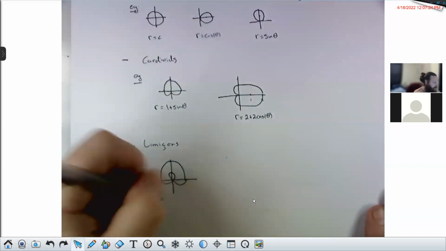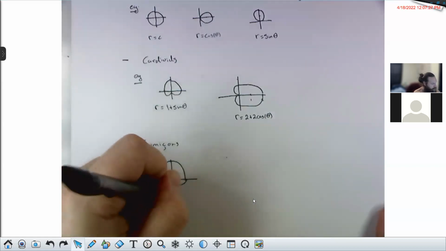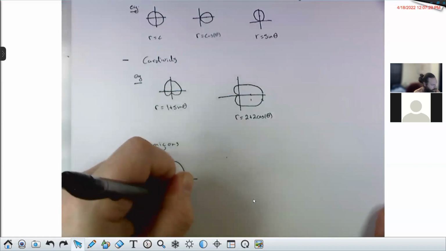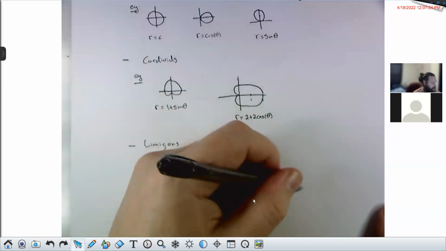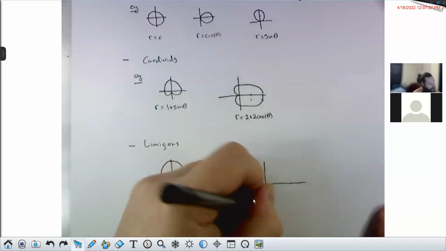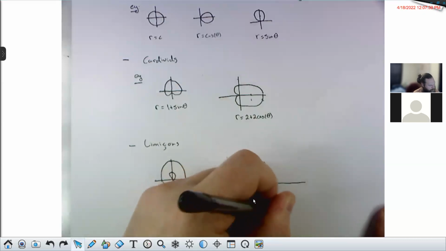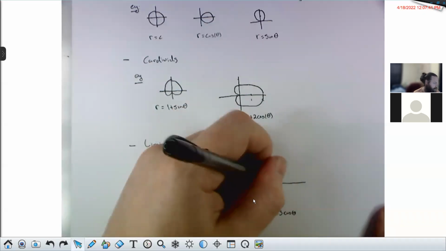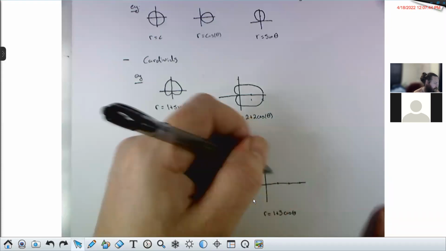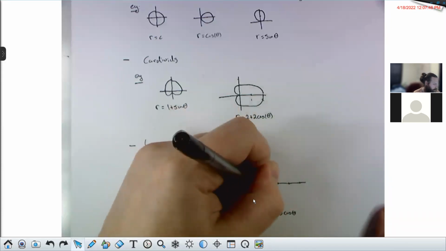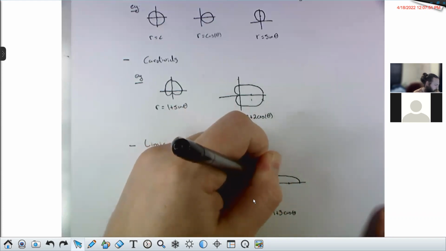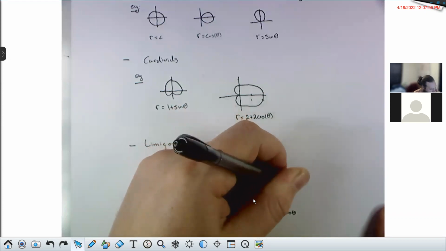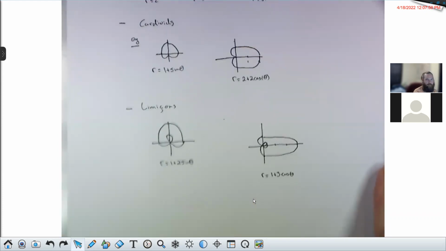Stuff like this, which might be something like r equals, what do we do? 1 plus 2 sine theta, or r equals 1 plus 3 cos theta, something like this. Stuff along these lines.